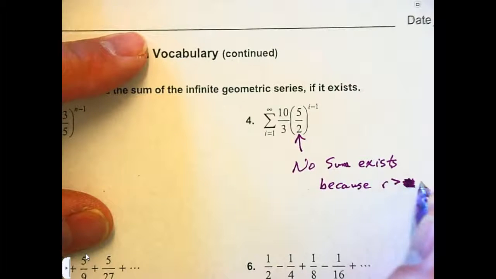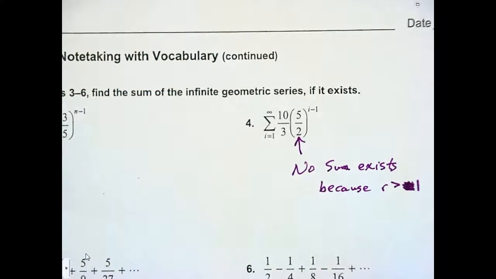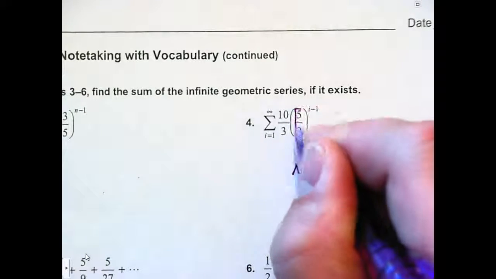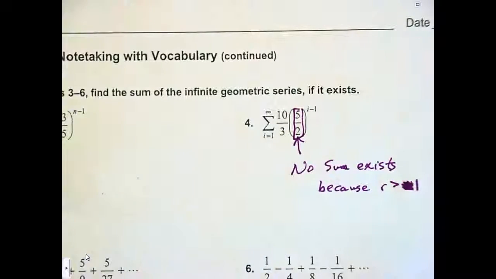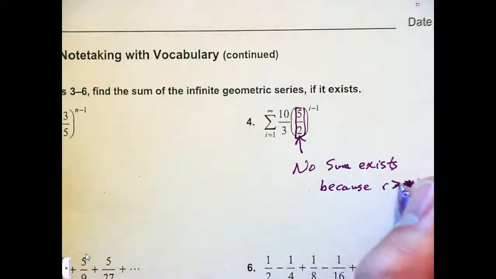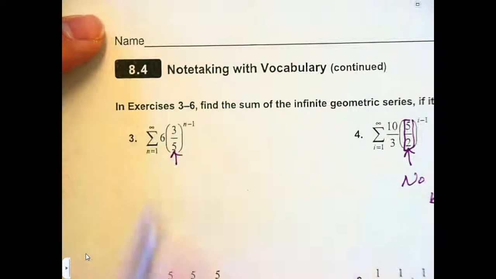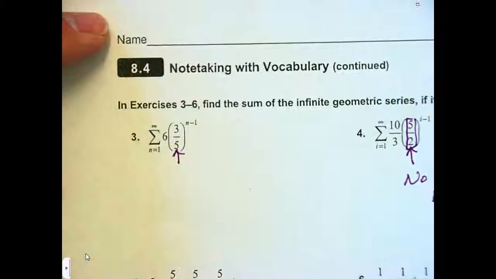I really need to grab my pencil over here. R is greater than 1. Yeah, as long as you can identify r, don't do anything. R is greater than 1, therefore a sum doesn't exist. R is less than 1 here, so therefore a sum does exist. You'd actually have to do your formula.